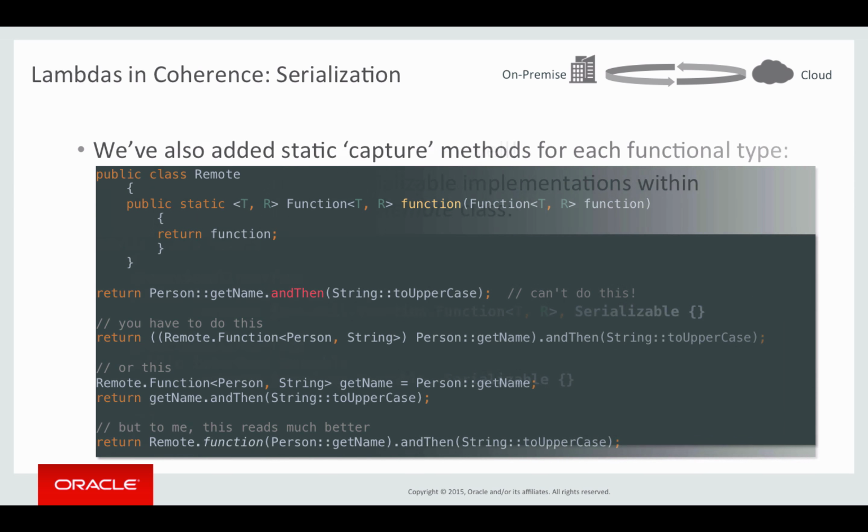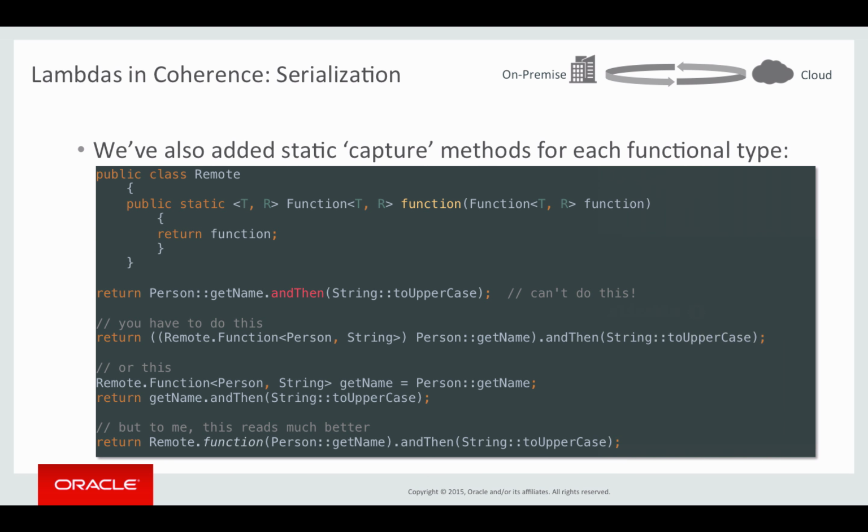We've also added static capture methods for each functional type. These methods can be used to ensure that the lambda is captured as a remote serializable lambda, but this is really not their main purpose, and as you'll see shortly, you should rarely have the need to use them that way anyway. However, they can be very useful when you need to compose lambdas, as you see in the examples.